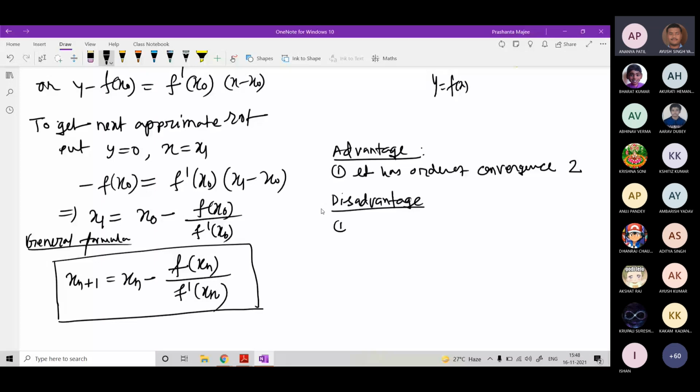Disadvantage: if f dash x equals 0 in any iteration, then this method will not converge, because f dash x equals 0, so then xn plus 1 is not defined in that iteration, so this method will not converge.